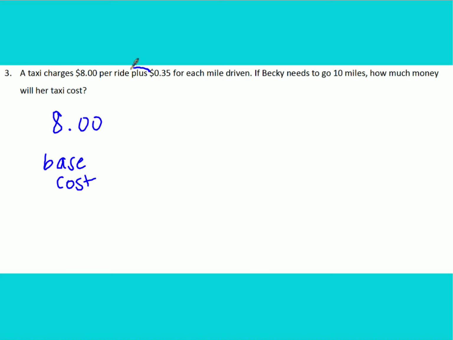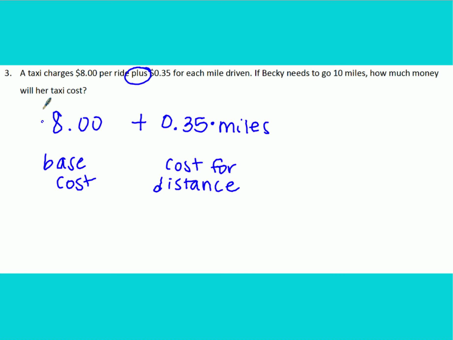That's something that we see. And then we know we have plus. So we're going to add that to something for each mile driven. So for every mile that's driven, you're paying 35 cents. So remember the word each we saw in our column for multiplying. So we're going to be multiplying that times the miles. So this is going to get us our cost for the distance. So we're adding the base cost for just getting into the taxi, which is $8, plus 35 cents for every mile you want to go. So in the problem, it tells us that she's going 10 miles. We need to figure out how much money her taxi will cost in all.